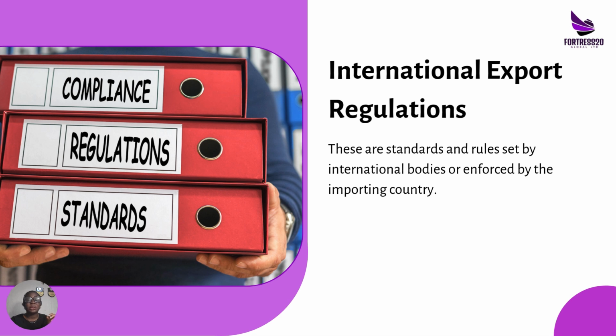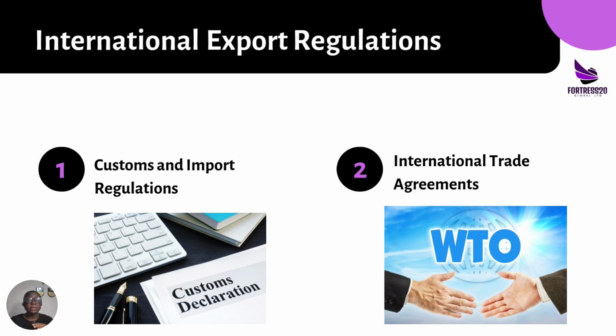Next are the international export regulations. These are standards and rules set by international bodies and enforced by the importing country for products and services brought into their own country. Some of the key international export regulations include customs and import regulations. Importing countries have their own customs regulations that exporters must follow, including proper documentation, tariff classifications, and product specific regulations.